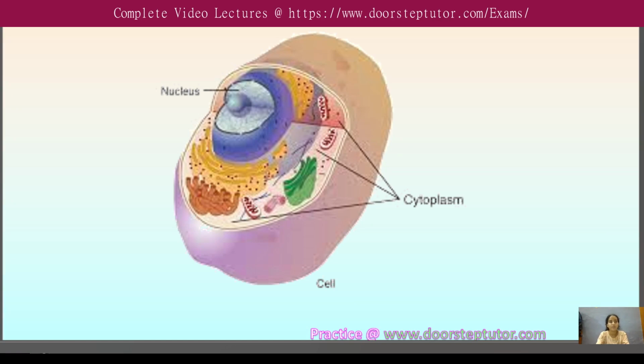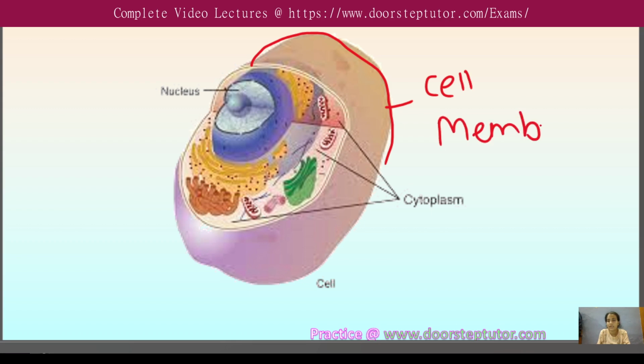As in this diagram, you can easily see the structure of a cell, which includes the outer membrane called cell membrane. The semi-fluid present inside the cell is cytoplasm, and here a spherical mass is present inside the cytoplasm. This mass is known as nucleus. It mostly controls the many activities of a cell.